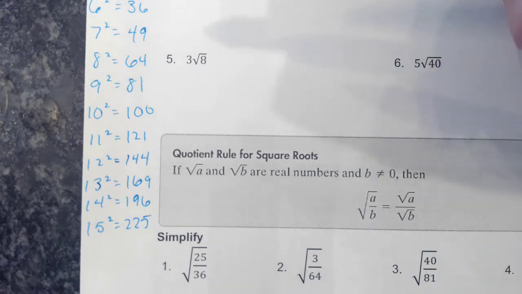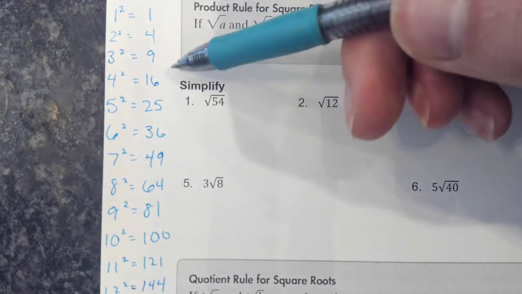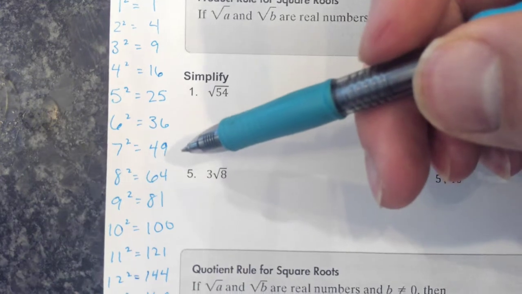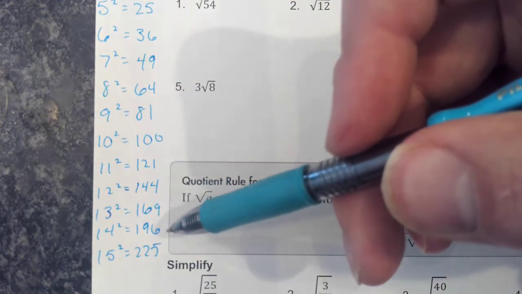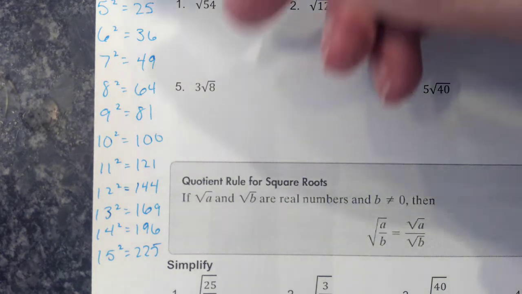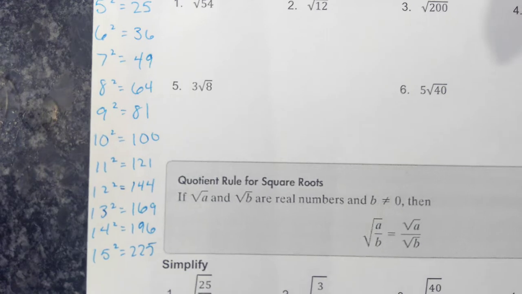So again, the numbers on the right are the perfect squares: 1, 4, 9, 16, 25, 36, 49, 64, 81, 100, 121, 144, 169, 196, and 225. Those are all perfect squares, and obviously you can keep going with that list if you want to.